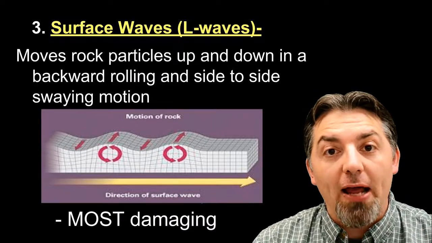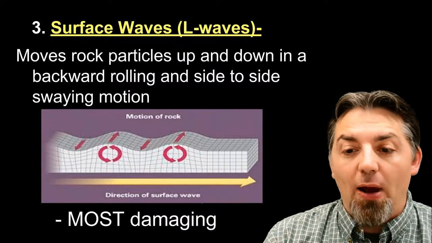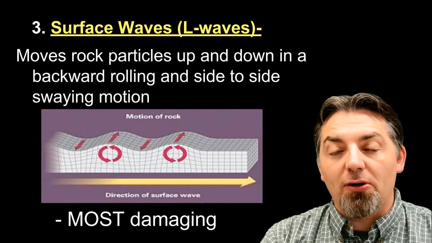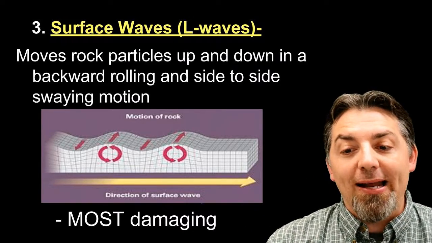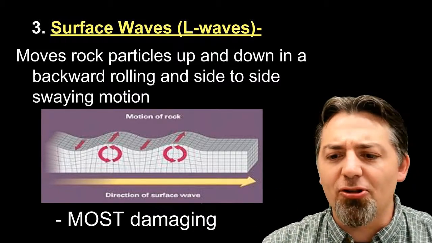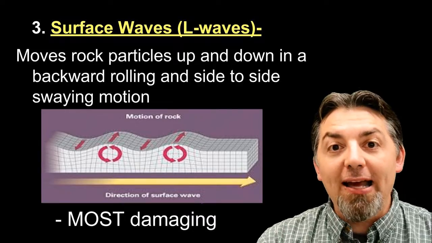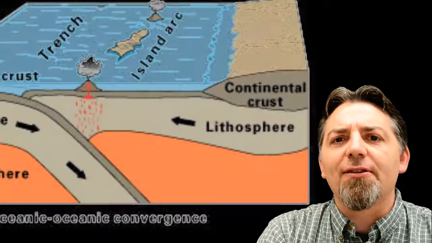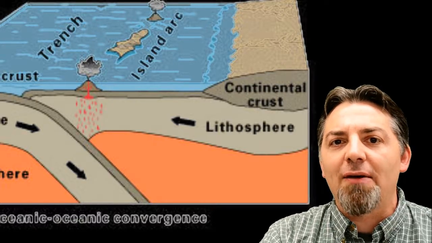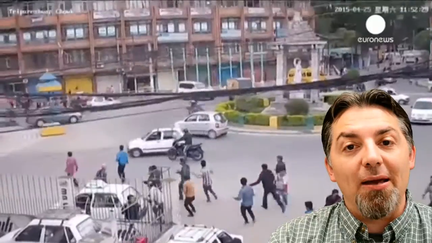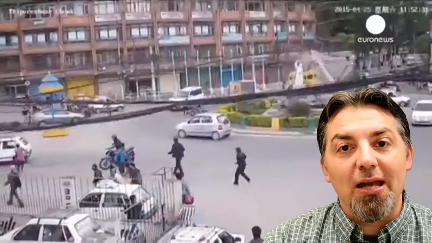The third type of wave that I want to talk about are surface waves. Now, surface waves, or L waves, these move rock particles a lot. There's a lot of motion here. They move rock particles up and down, as well as in a backward rolling motion and a side-to-side swaying motion. So there's lots of motion here. Again, these are called surface waves, or L waves. Think of them like lithospheric waves. You could think of it like that. They travel through the lithosphere. Okay? Now, these waves are the most damaging. Okay, they're the most damaging waves.